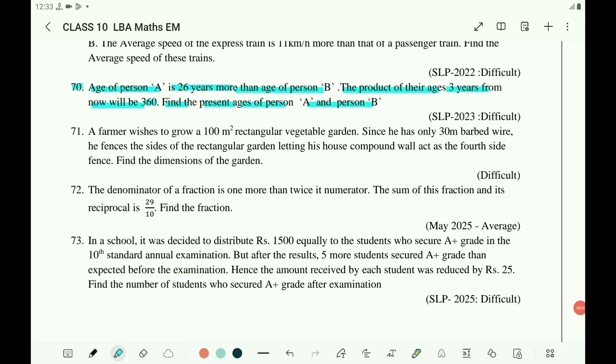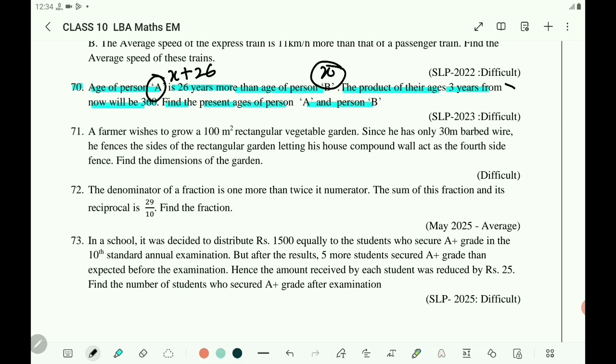In this question, age of person A depends on age of person B. So, let us take age of person B equals x. Then age of person A becomes x plus 26, because A's age is 26 years more than the age of person B. So we have to take B as x and A as x plus 26.